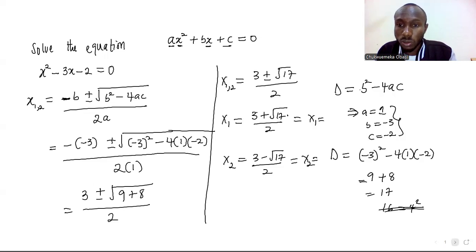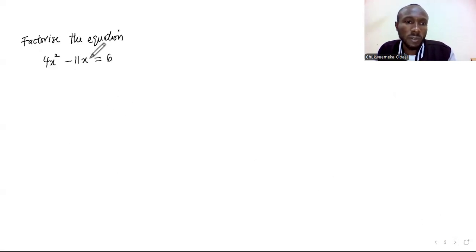All right, let's go to question 2. Now, this one says factorize the equation 4x squared minus 11x equal to 6. I quickly want to write it as 4x squared minus 11x minus 6 equal to 0. Taking the 6 to the other side, so it becomes negative 6, and we have nothing in the right hand side. That is just 0, right?